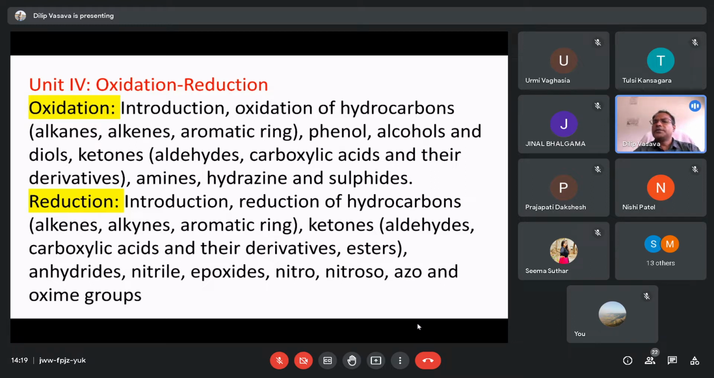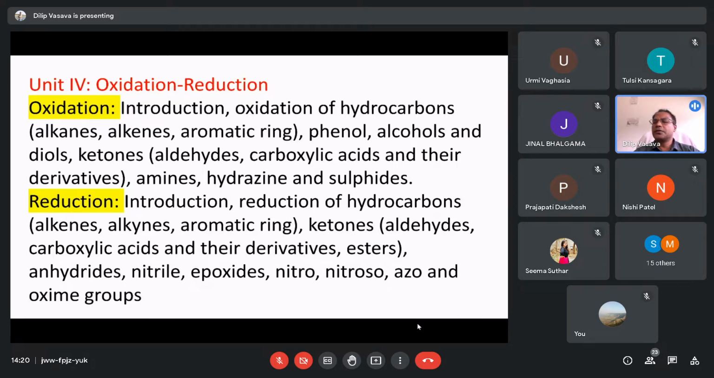Well, first of all, we mentioned yesterday what oxidation is. In oxidation, we have said that it can be addition of oxygen or removal of hydrogen or removal of electron or increasing oxidation number or addition of electronegative elements. So this was the definition given for oxidation, and the opposite of that is reduction.